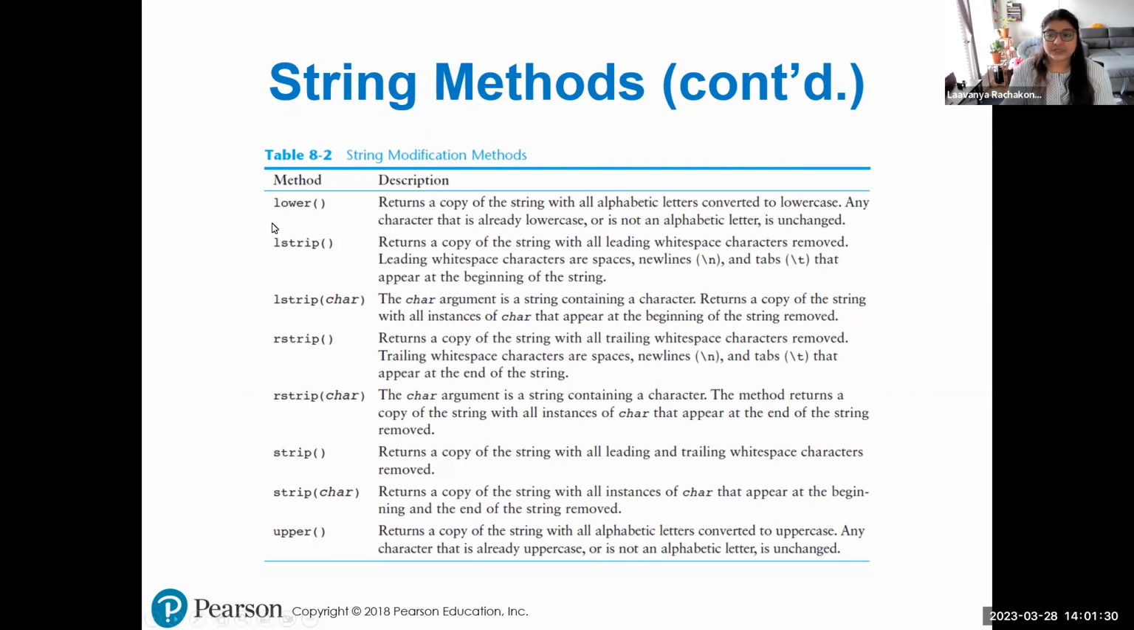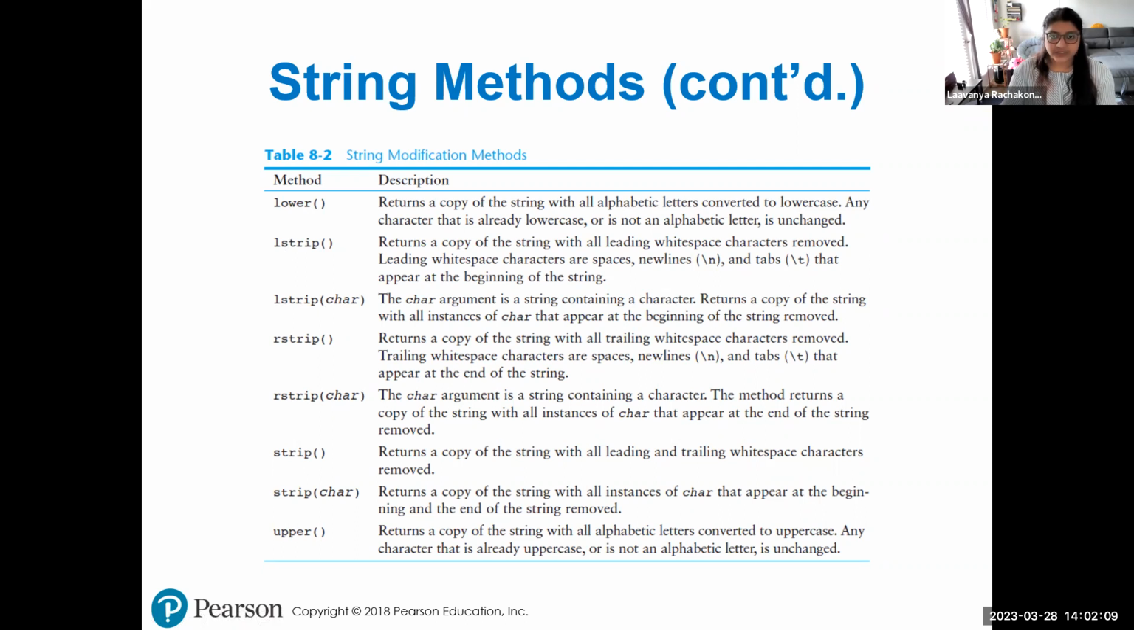Lstrip is used when you want to create a new string from the existing string, but remove all the leading white space characters. White space characters are \n, \t, and spaces, the regular spaces. When you use lstrip, all the white space characters towards the beginning of the string will be removed. You can also provide a character as an argument, such as \n or \t, if you only want to remove particular white space characters.